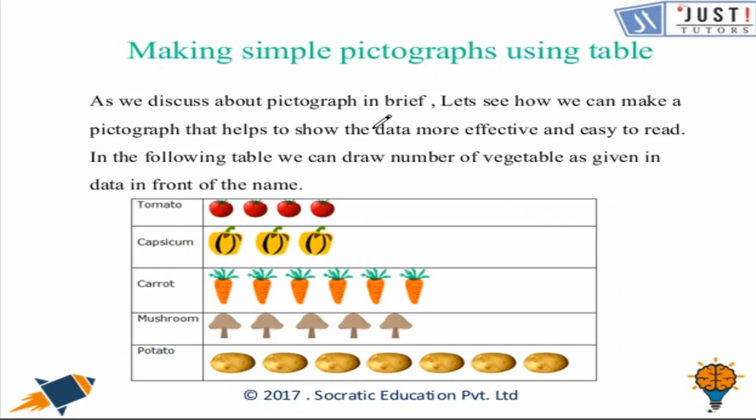Now, as we discussed already what a pictograph is in brief, let's have a look at what a pictograph looks like. A pictograph helps us to show the data more effectively and makes it easy to read. In the following table, we can draw the number of vegetables as given in the data on the previous slide in front of the names. Tomatoes can be drawn like this, capsicum right here, carrot right here, mushroom right here, and potato here we have. So when we write the amounts of things on a given table, we can use pictures instead so that we can show the data more effectively. That's all a pictograph is all about.